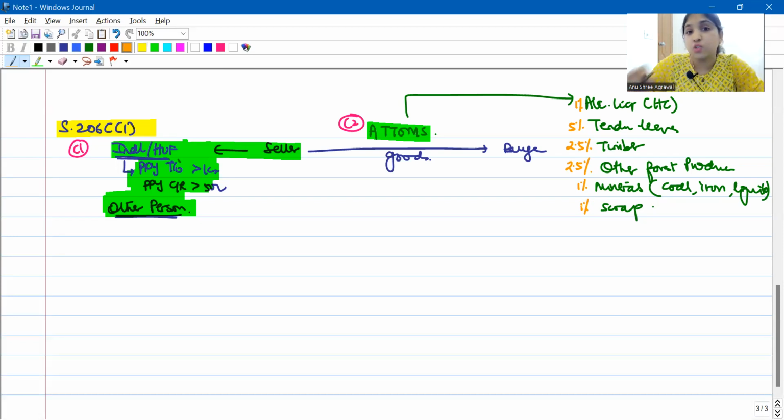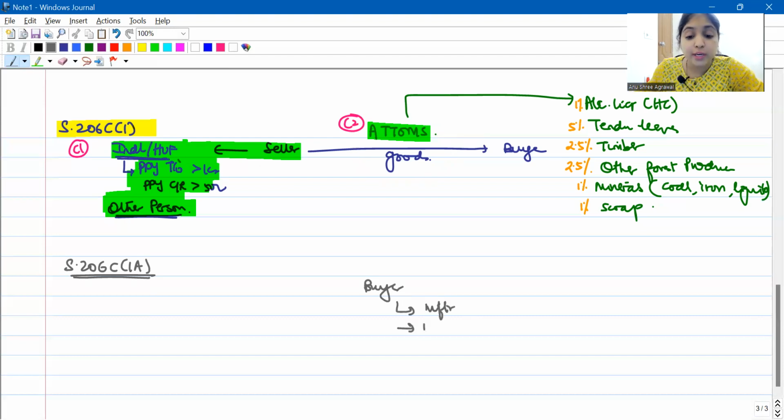Now listen, the story doesn't end over here. We have one more section, section 206C1A. 206C1A says, if the buyer is a person who is going to use these goods for manufacturing work, he is going to use these goods for processing, or he's going to use these goods to generate power, in simple words, he is not going to resell these goods. He is not going to trade in these goods.